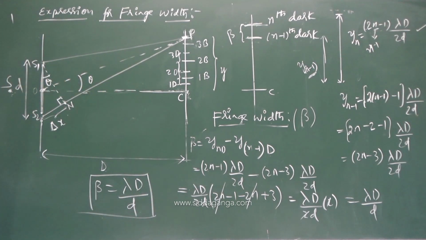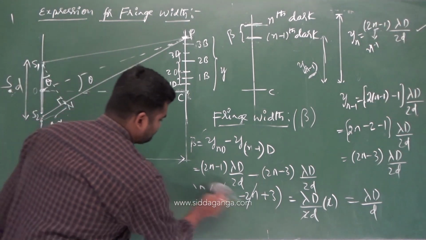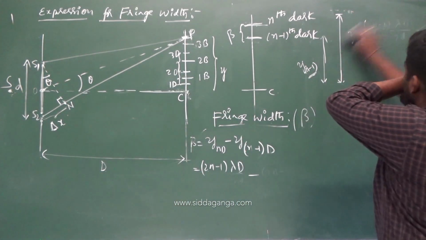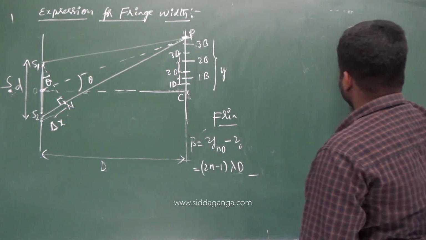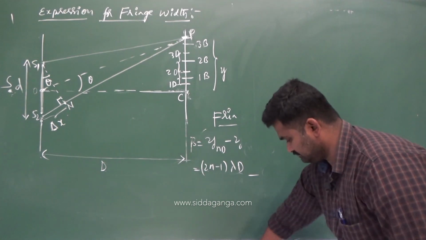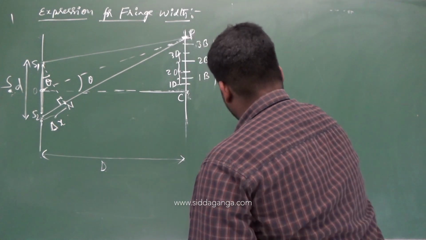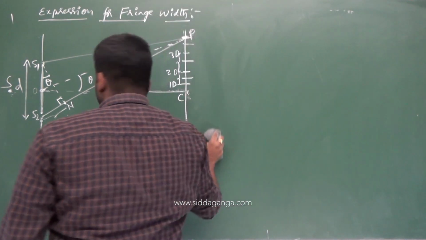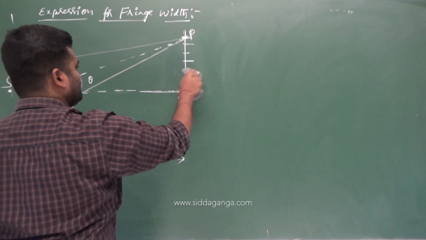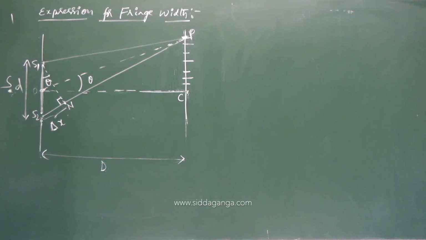Next we will see the intensity pattern that is formed on the screen in case of interference. Let me write that. Intensity pattern that is formed on the screen: remember, here all the bright fringes are completely bright and all dark fringes are completely dark in case of interference.